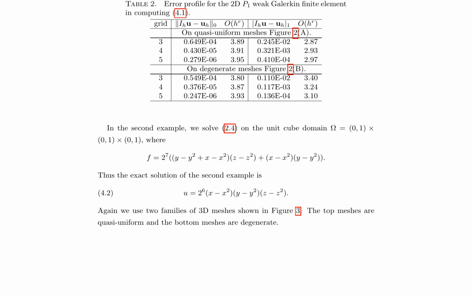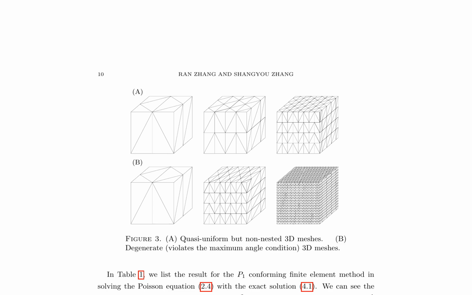Two families of 3D meshes are employed, as displayed in Figure 3, with the top meshes being quasi-uniform and the bottom meshes being degenerate. Numerical results for the P1 conforming finite element method in solving the Poisson equation with the exact solution given by equation 4.1 demonstrate optimal convergence rates in L2 norm and superconvergence in the semi-H1 norm on quasi-uniform meshes, as seen in Table 1 and Figure 2.